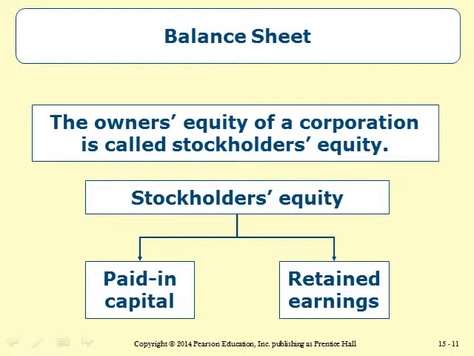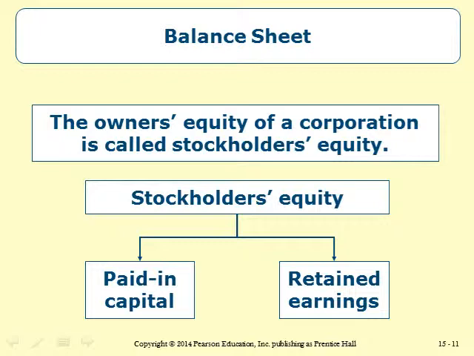Because stockholders own a corporation, we call the owner's equity of the corporation stockholders' equity. In turn, the stockholders' equity has two parts: paid in capital, that is the ownership claim arising from funds paid in by the owners, and retained earnings or retained income, that is the ownership claim arising from reinvestment of previous profits.